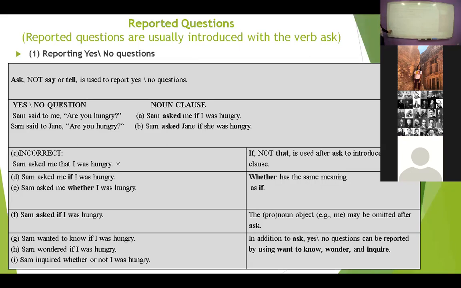Now, you can also delete the object pronoun. Instead of saying, "She asked me if I was hungry," you can say, "She asked if I was hungry." You can delete "me."